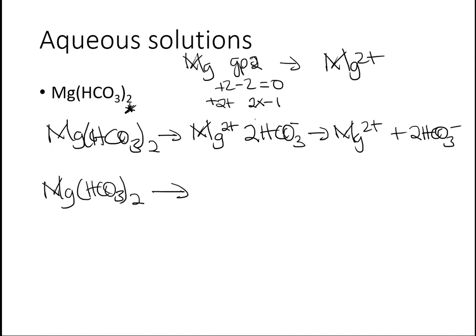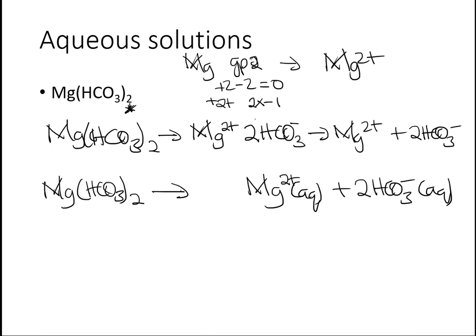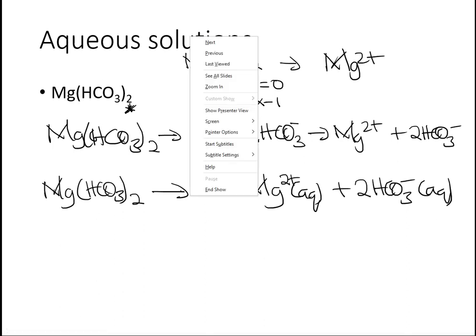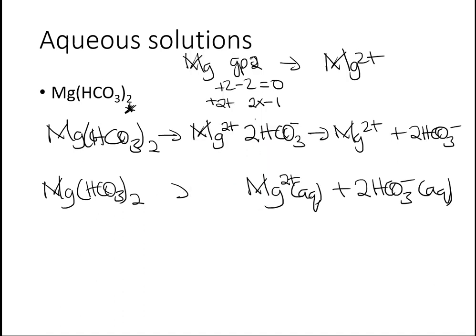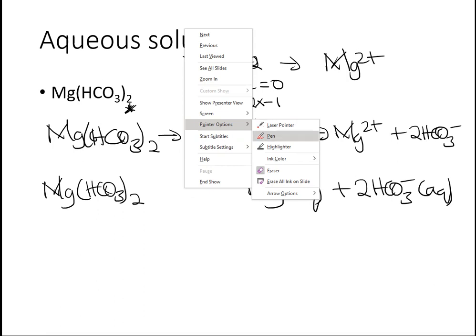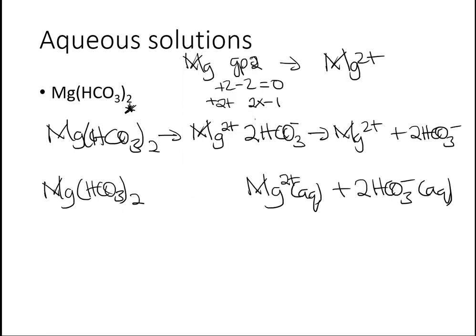So what we are saying is this compound will form Mg 2 plus aqueous and 2 HCO3 minus aqueous. But we are dissolving a solid. So we are dissolving solid magnesium bicarbonate to give us magnesium aqueous and 2 bicarbonate aqueous.